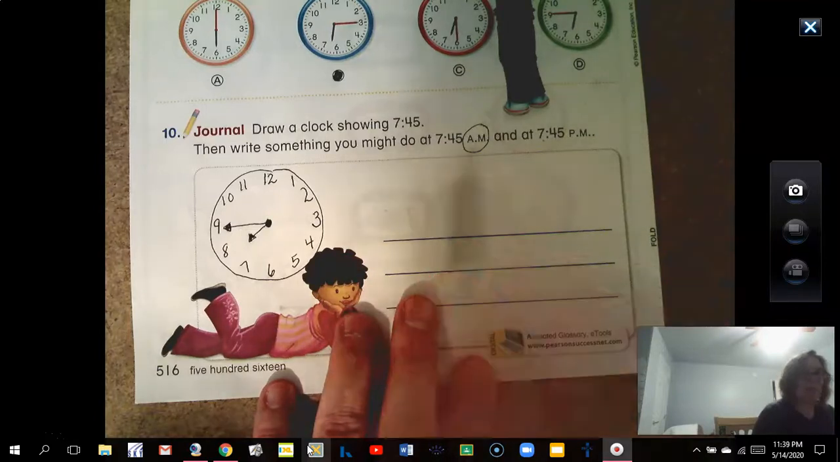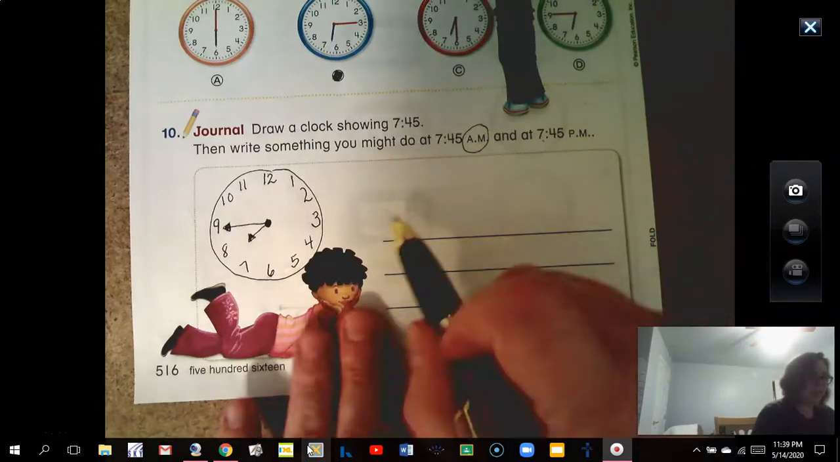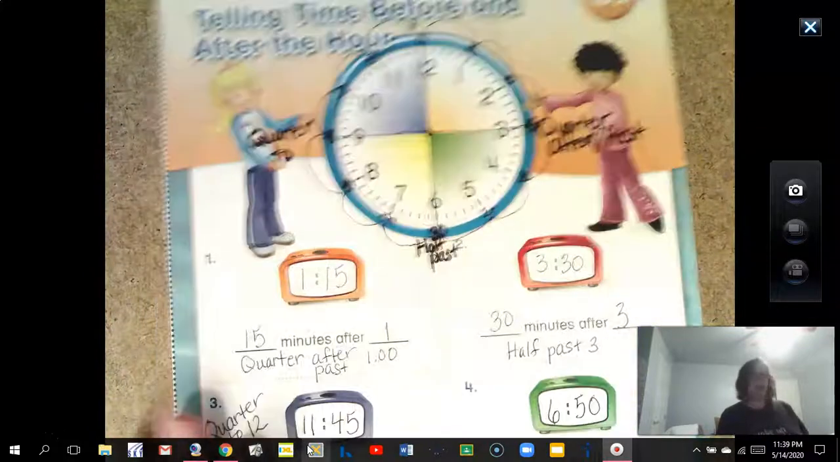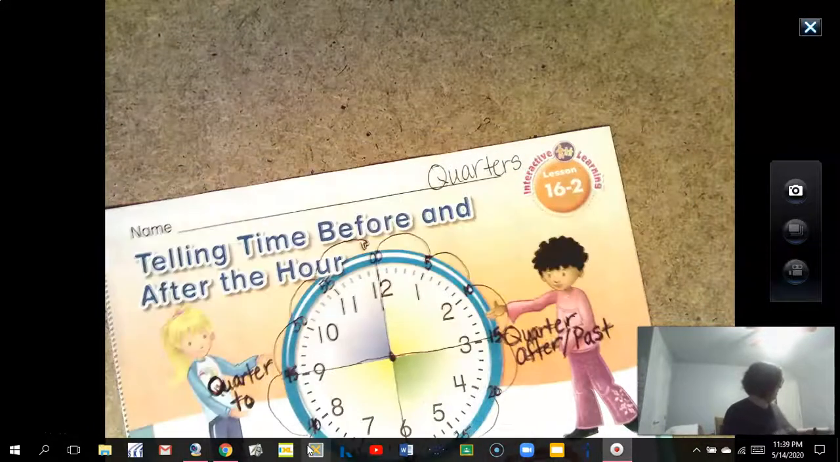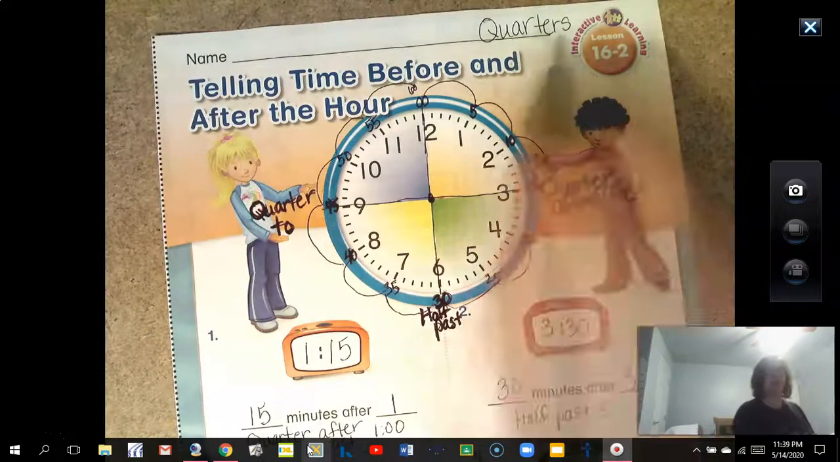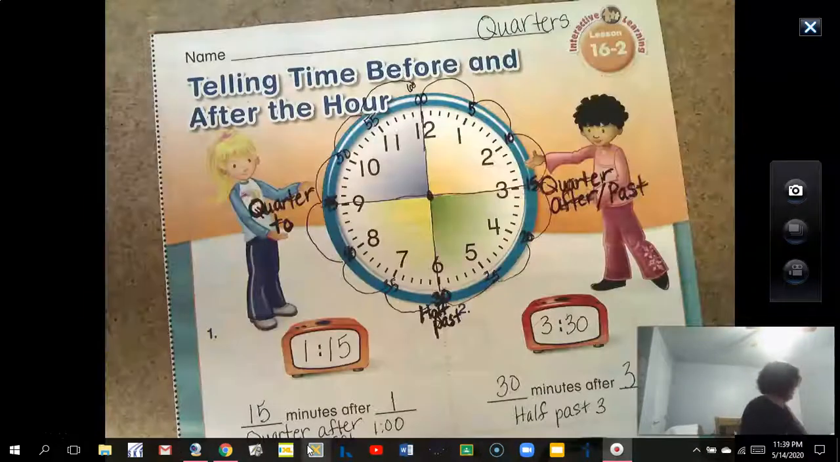And 7:45 in the morning when we had school, well, you would be arriving at school, okay? So I want you just to write what you might be doing at both of those times, okay? All right, and now we're done with that. Oh, our clue word. So on your homework, you can write, I'm just going to have you write quarter or quarters, okay? Just like that, all right?